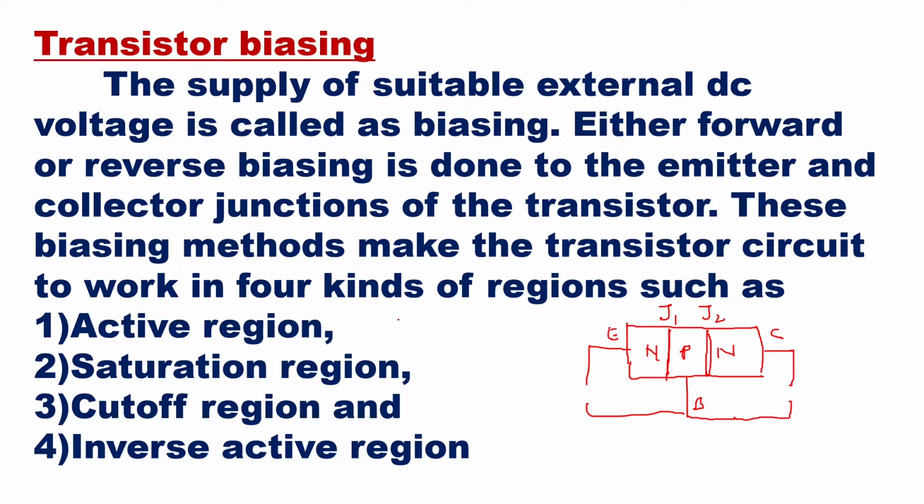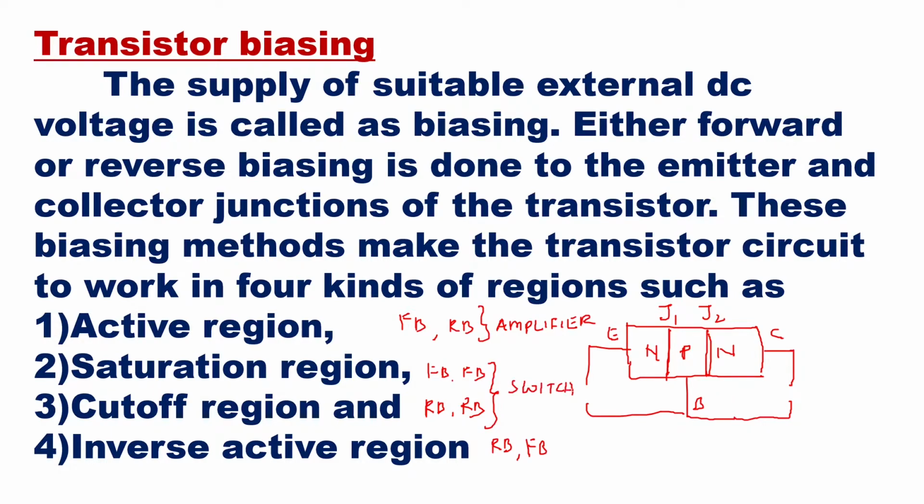So in the active region, the first junction J1 is forward biased and junction J2 is reverse biased. In the saturation region, both the junctions are forward biased, and in the cutoff region both the junctions are reverse biased. And in inverse active, which is not used practically, the first junction is reverse biased and the second junction is forward biased. It is just opposite to the active region. Active region is used in applications where you use the transistor as an amplifier, and saturation and cutoff regions are used in applications where you use the transistor as a switch.